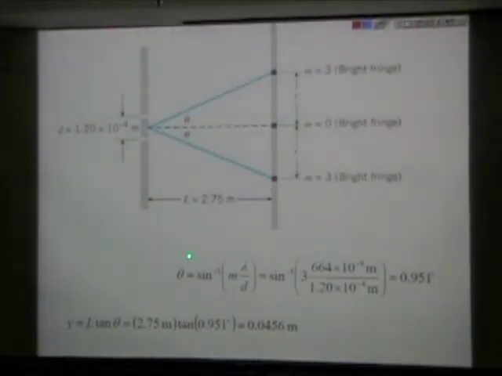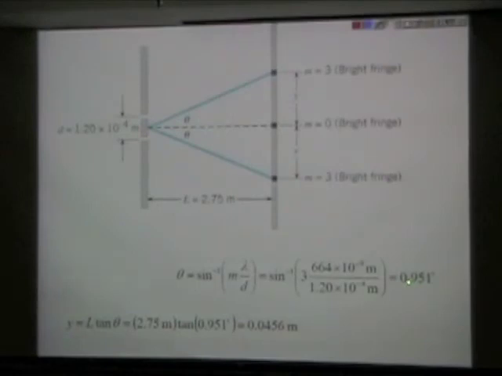Well, first we can calculate this angle. Since it's a maximum, we have to use the expression for the maximum number m. m is 3, the wavelength is given, the distance is given, so you know the angle, the rest is geometry. This is a right triangle. For the right triangle, if you know this distance and the angle, you can calculate this distance. That's it.